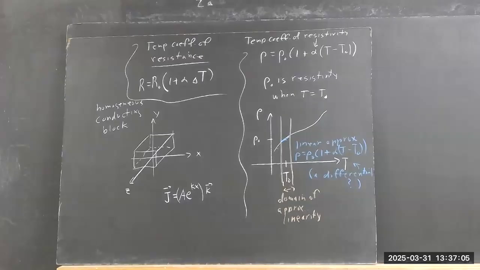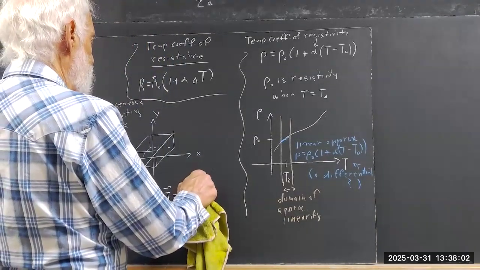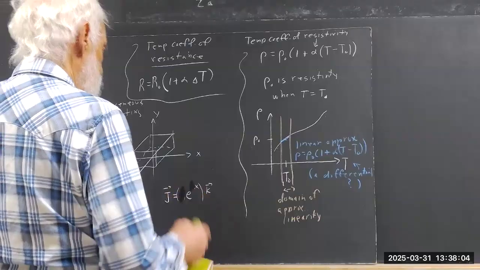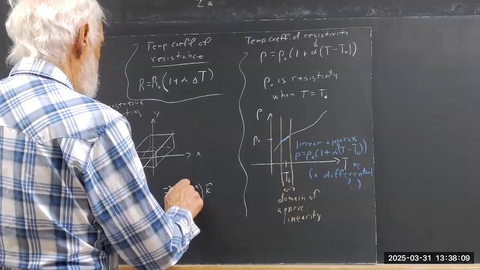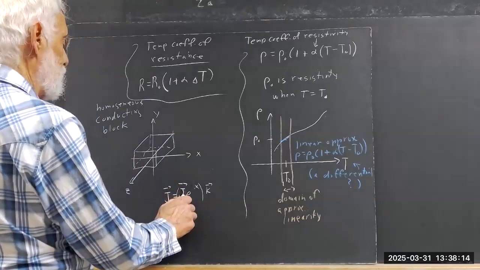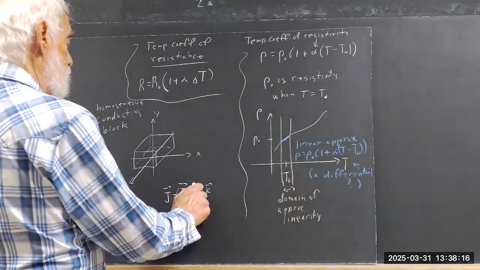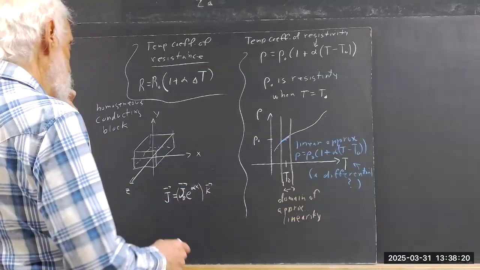Okay, now let me get the numbers. Let me modify this. I think it might have been e to the alpha x instead of kx. That's badly written J. Let's call this e to the alpha x instead of kx. It's the same thing.